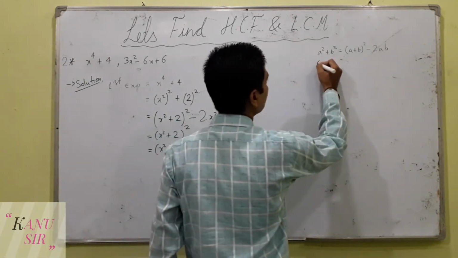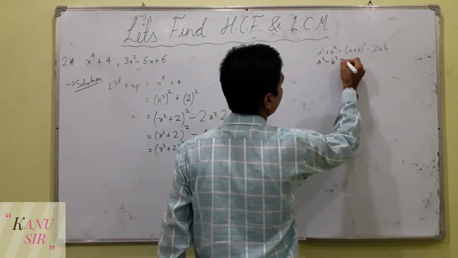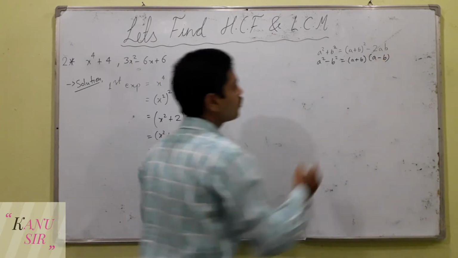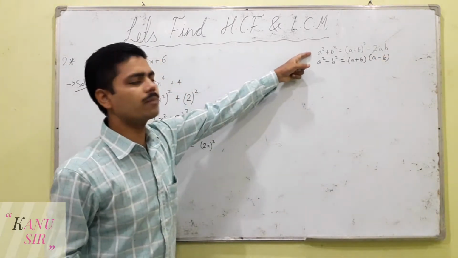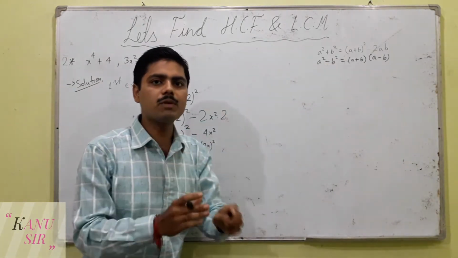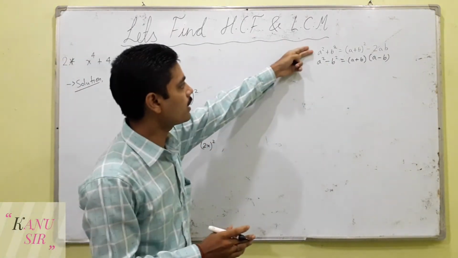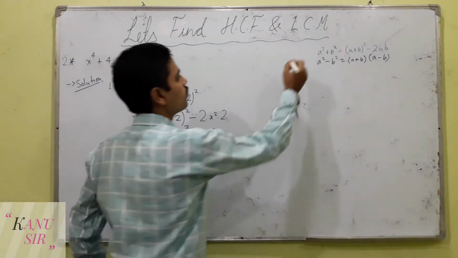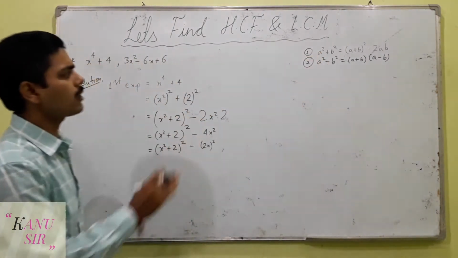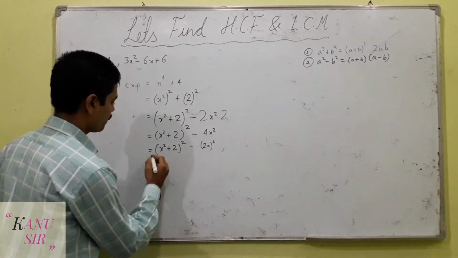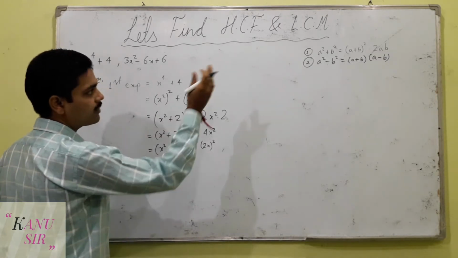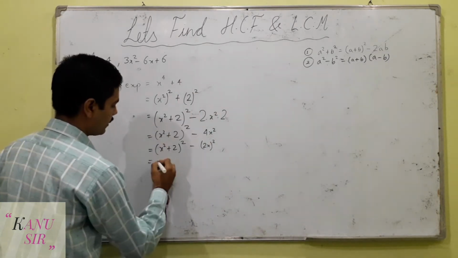And again you have to use the second formula, that is a square minus b square equals a plus b, a minus b. Whenever you use the formula a square plus b square, in almost all cases you have to use the a square minus b square formula after it. So after formula number 1, formula number 2, almost in all questions you have to apply. So this x square plus 2 will act as a square and this will be like b square.